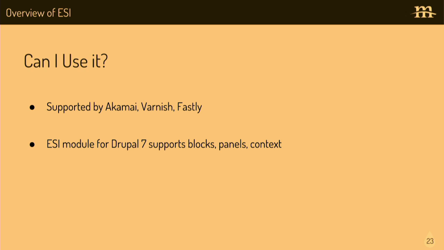Can you use it? Yes, absolutely. Like I said, Akamai supports a very robust form of ESI, and Varnish and Fastly also support basic ESI includes as well. And there is an ESI module for Drupal 7 that supports turning your blocks or your panels or your contexts into ESI fragments. So you can use this today.